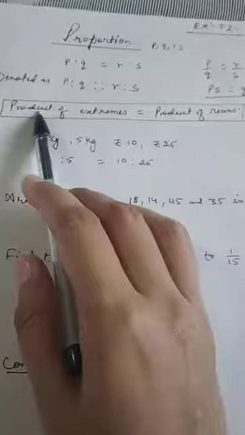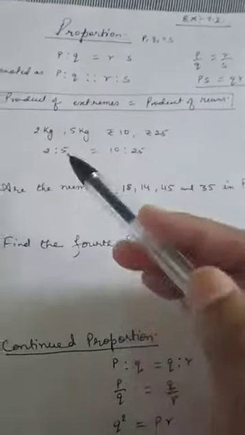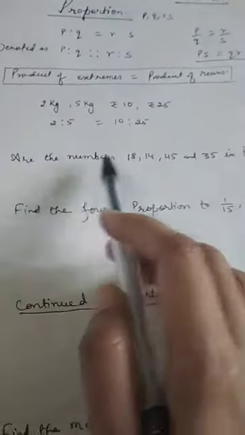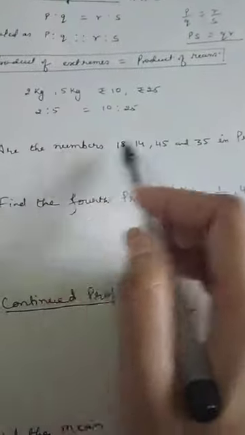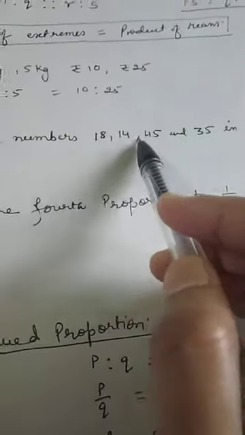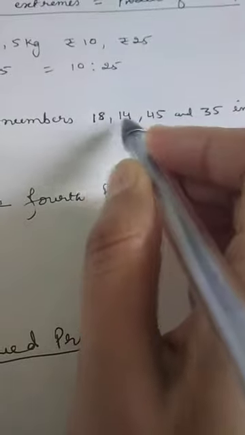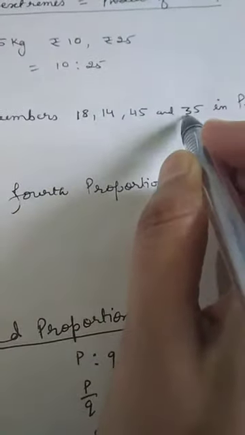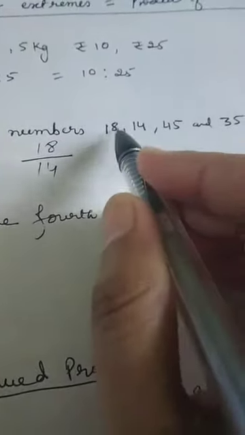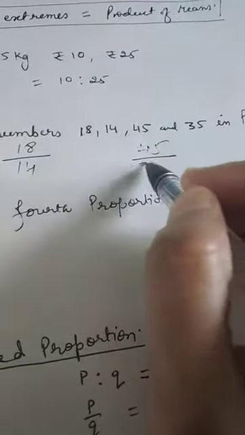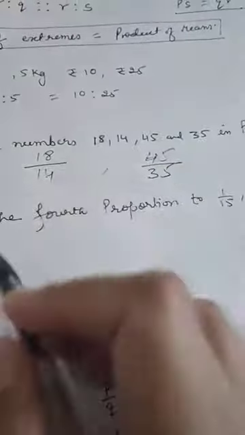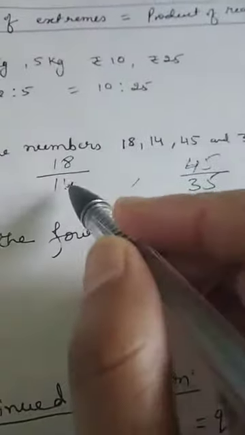Numbers are in proportion if the product of extremes is equal to the product of means. Now let's see a question: are the numbers 18, 14, 45 and 35 in proportion? We have to say whether it is in proportion or not, so we will check it. These are the first and second terms, and the third and fourth terms. We can check by writing the ratio: 18 by 14 is equal to 45 by 35. We will see whether it is equal or not.